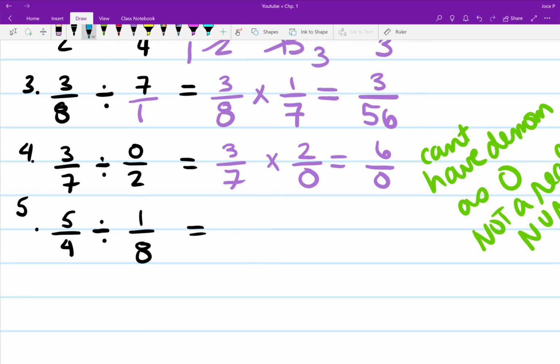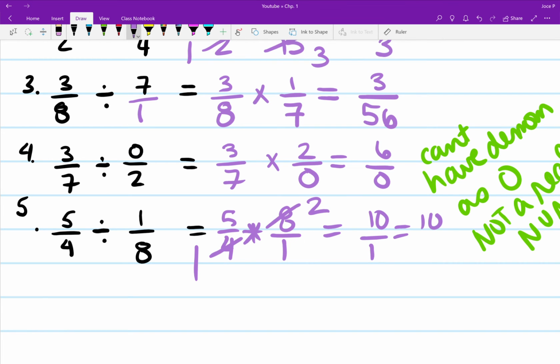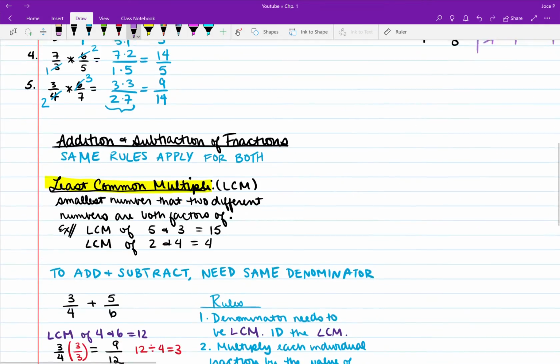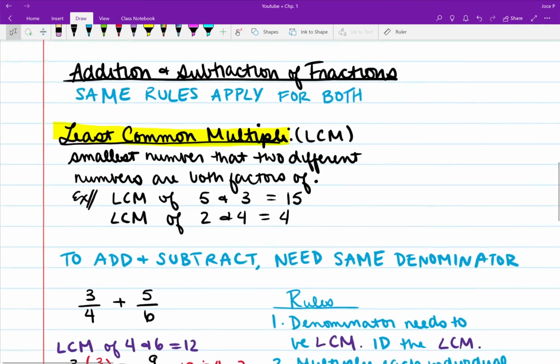Next we have, let's go back to our purple, 5/4 times it by 8 over 1. Let's simplify. 4 goes into 4 once, and into 8 twice. Then we have 10 over 1, which can be simplified to just 10. There we go. Let's move on now to our addition and subtraction rules.